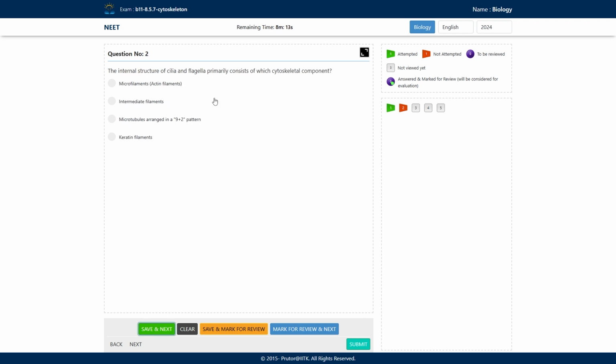Next one, the internal structure of cilia and flagella primarily consists of which cytoskeleton component? Okay, so does it consist of microfilament, which is made up of actin, and they are known as the actin filament? Now, next one, do they consist of intermediate filament? Option number C is microtubule arranged in 9 plus 2 pattern, and fourth is keratin filament. What is the correct answer?